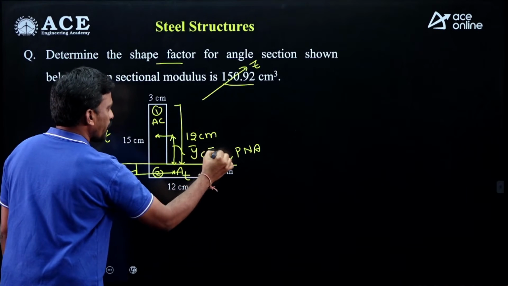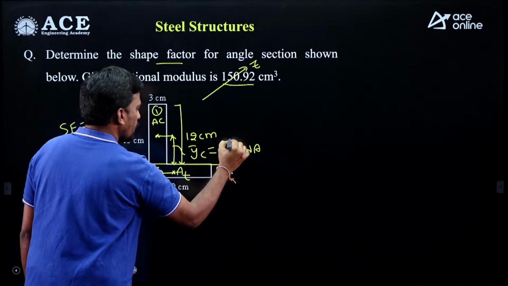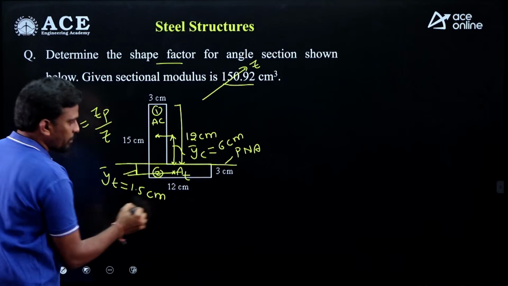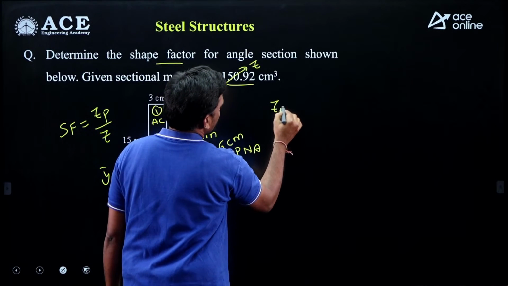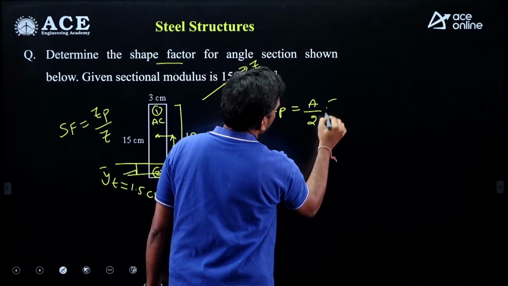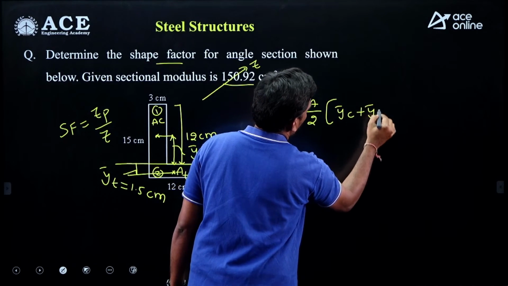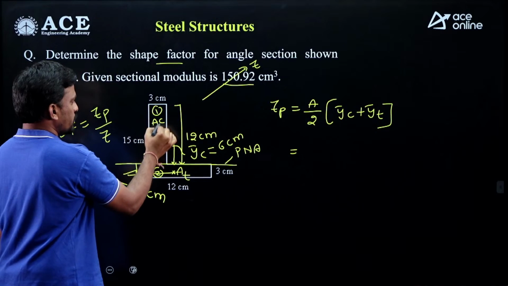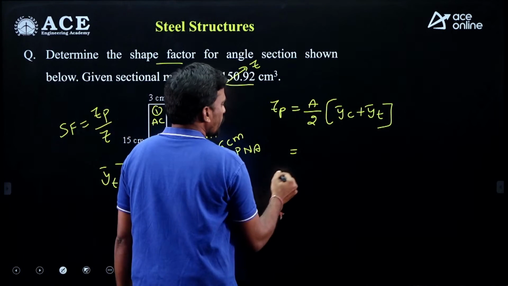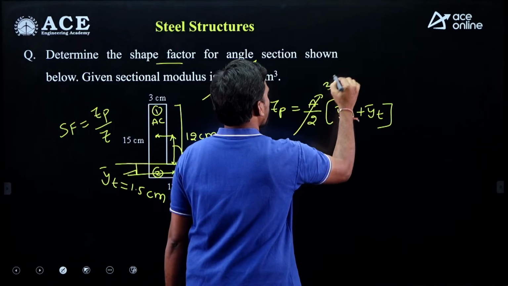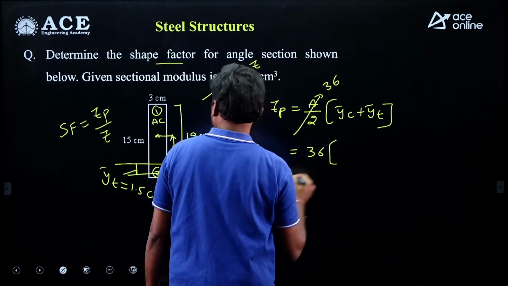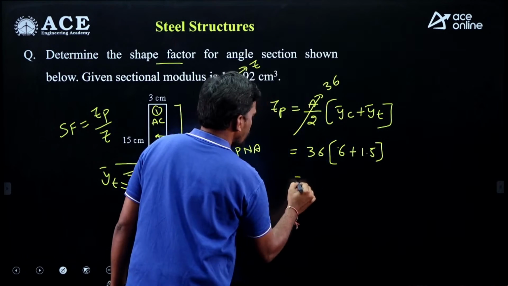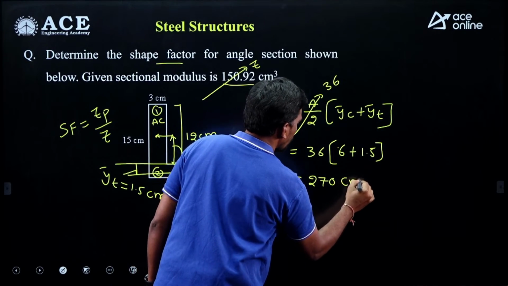So what is the y bar c value here? So this is 12, right? Then this is 6 centimeter, then this is 3 by 2, then this is 1.5 centimeter. So what is the formula to find the plastic section modulus? This is A by 2 into (y bar c plus y bar t). Okay. So total area divided by 2. So what is the total area? So this is 36 and this is 36, right? Okay. Then this is the total area, this is 36, and y bar c value we got here 6 centimeter and y bar t 1.5. Then you will get 270 centimeter cube.